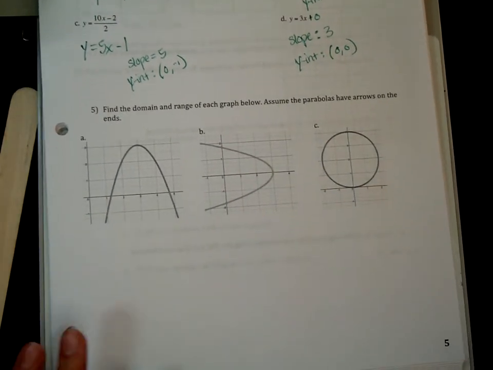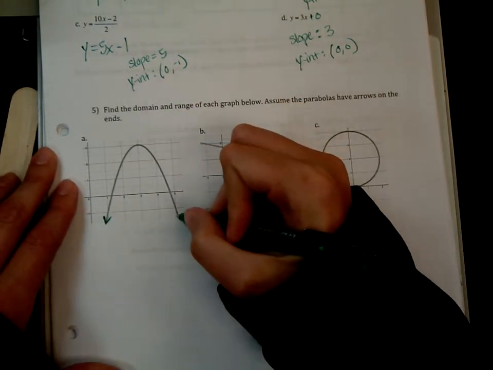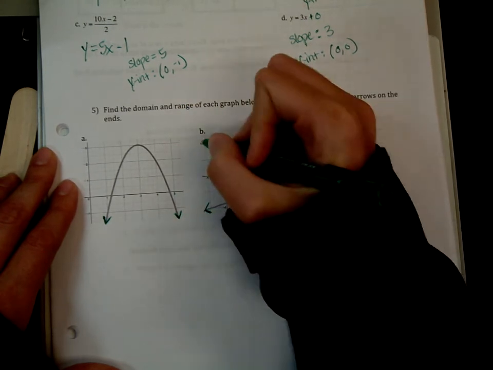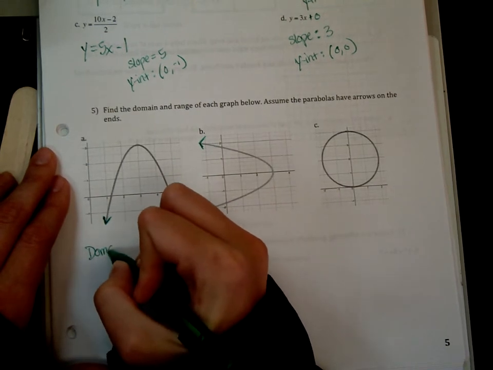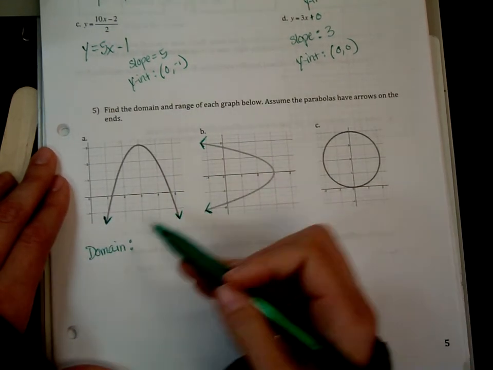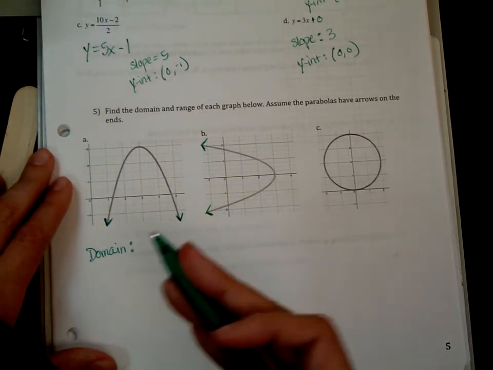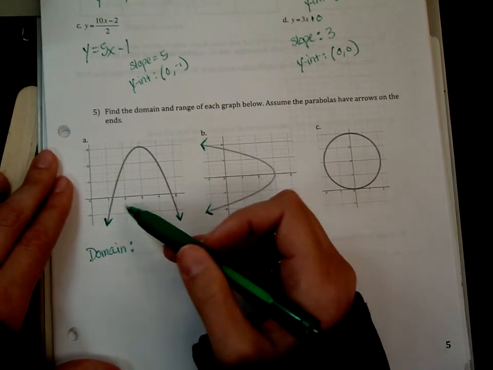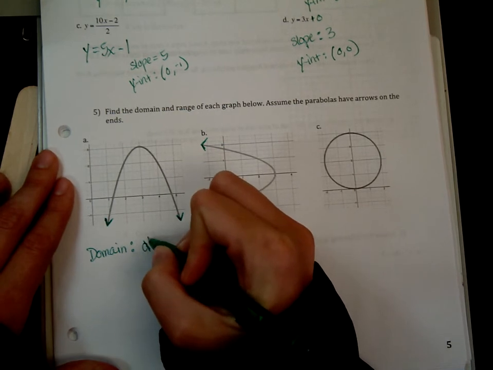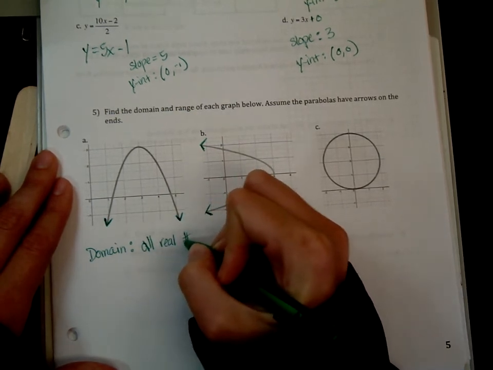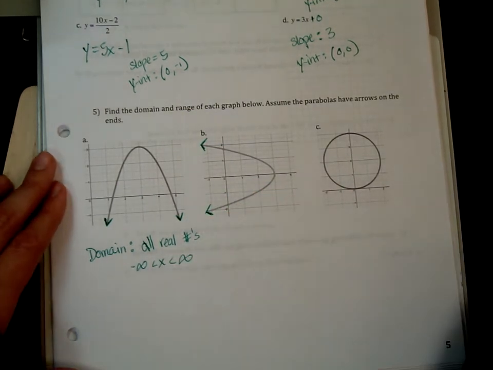Find the domain and range of each graph below. Assume the parabolas have arrows on the ends. So remember, the domain is the possible x values. So the domain of this graph is going to keep going out and out and out forever. So any x value could be on this graph. So the domain is all real numbers. Or you could write it as negative infinity to positive infinity.